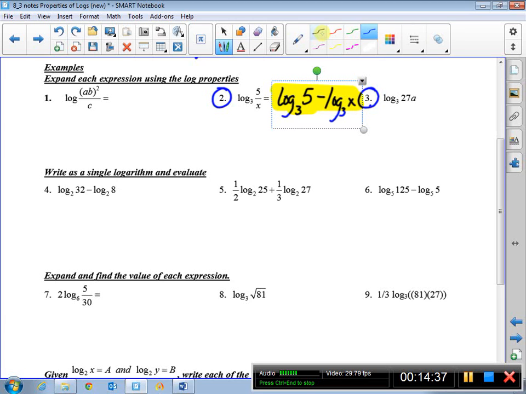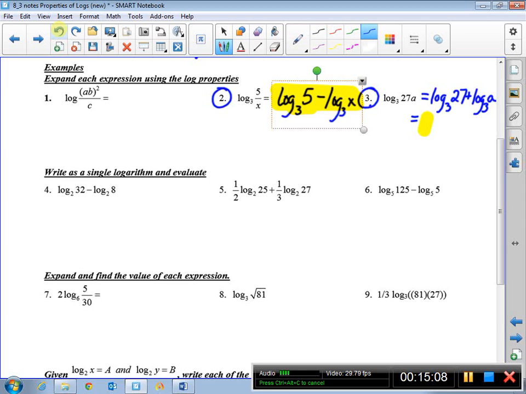Number 3 is a product, so we're going to expand it. Log base 3 of 27 plus log base 3 of a. And then check out, can you do anything to simplify log base 3 of 27, this part here? And the answer is yes, you can. Log base 3 of 27 equals 3.